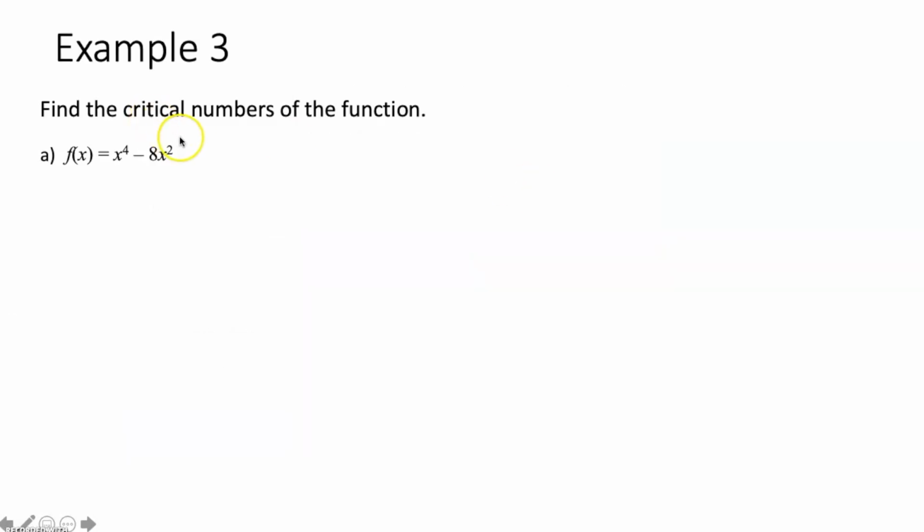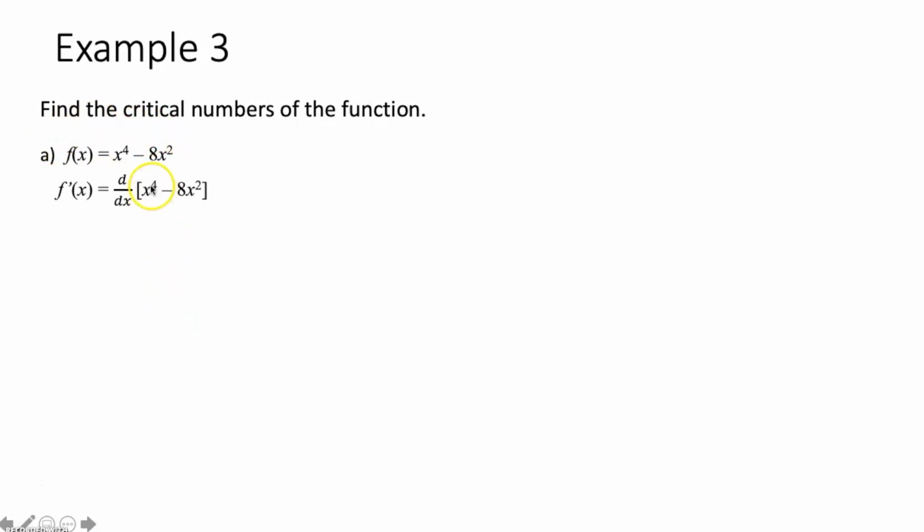Now example 3 says find the critical numbers of the function. So here we have our function f of x is equal to x to the 4th minus 8x squared. So remember, critical numbers of your function occur wherever the derivative does not exist or wherever the derivative is equal to 0. So either way, we got to find the derivative. So let's take the derivative of this function.